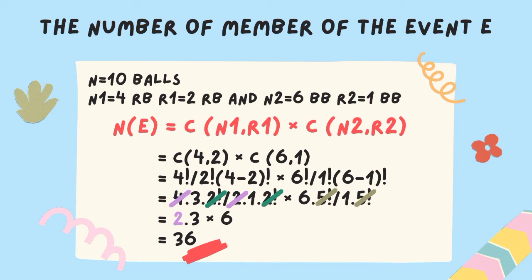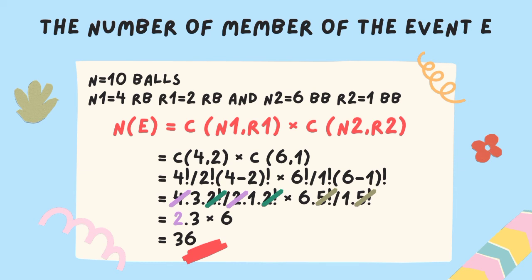While n2 equals 6, which is the total number of blue balls, and r2 equals 1, obtained from one blue ball to be taken. So we get n(E) equals n1 combination of r1 times n2 combination of r2 equals 4 combination of 2 times 6 combination of 1 equals 4 factorial divided by 2 factorial times 4 minus 2 factorial times 6 factorial divided by 1 factorial times 6 minus 1 factorial equals 4 times 3 times 2 factorial divided by 2 times 1 times 2 factorial times 6 times 5 factorial divided by 1 times 5 factorial.